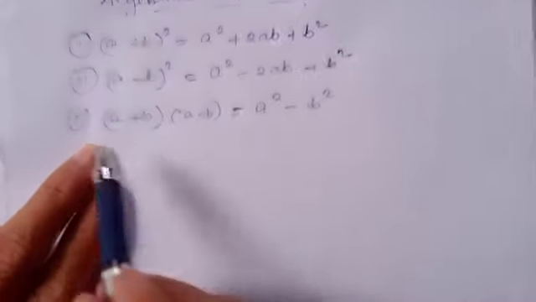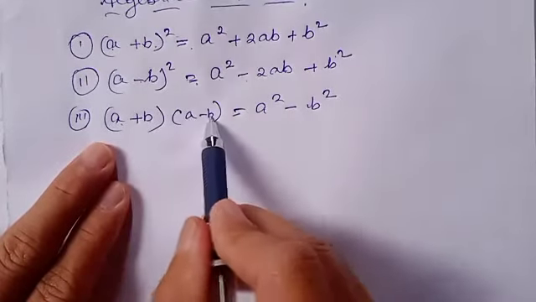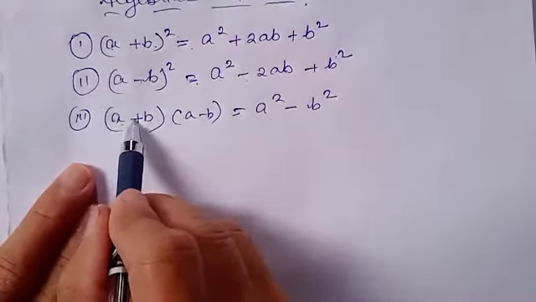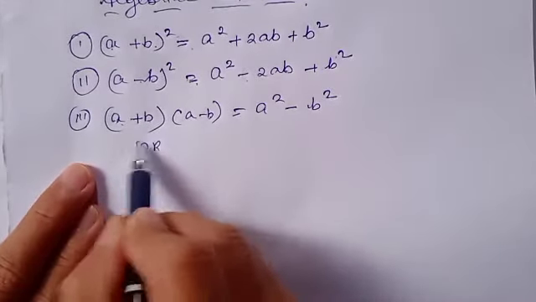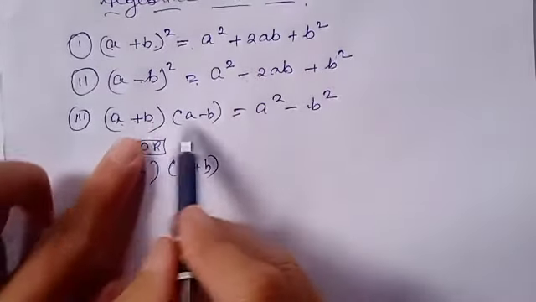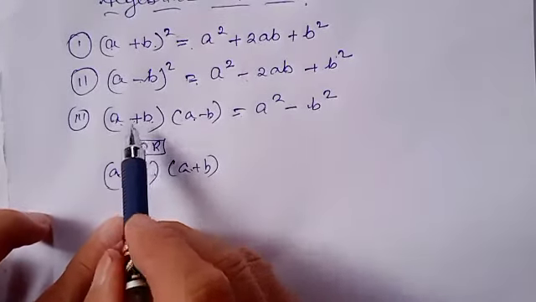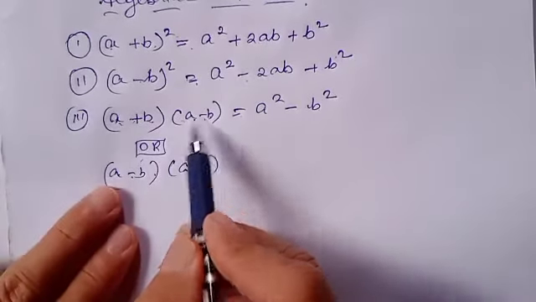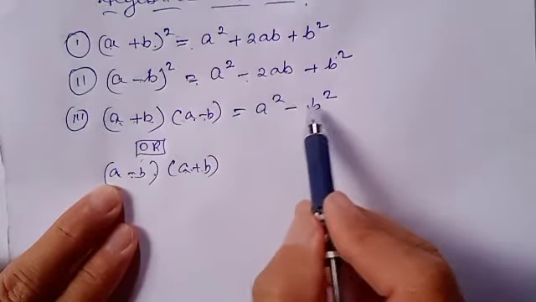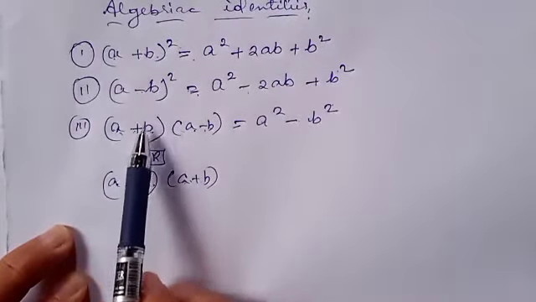plus b square. Third identity is a plus b into a minus b is equal to a square minus b square. We can say either a plus b into a minus b or a minus b into a plus b, same. This identity is a square minus b square. Got it? These are the three important algebraic identities for higher classes.